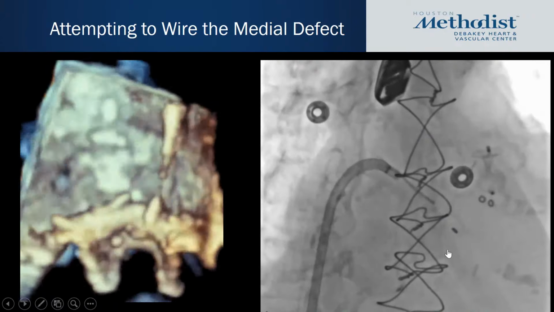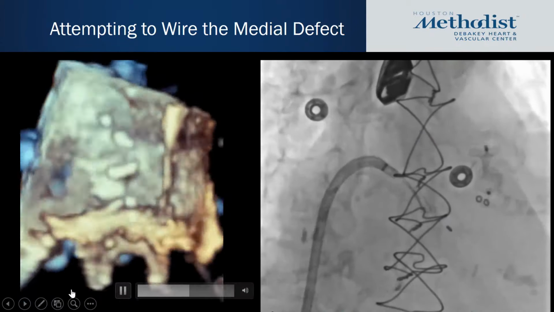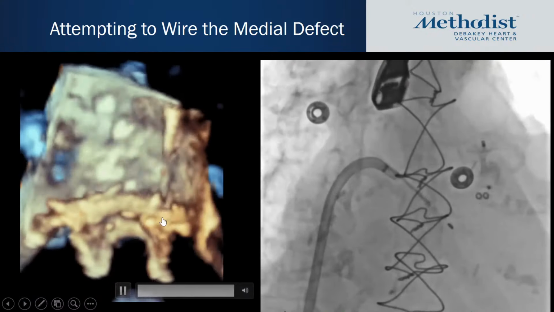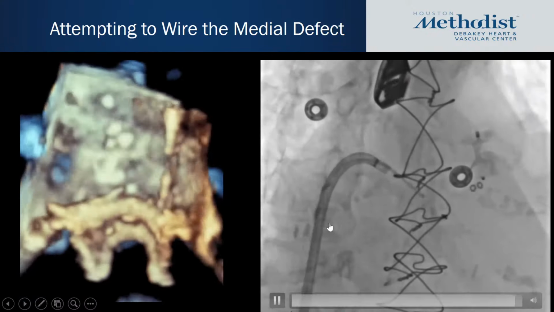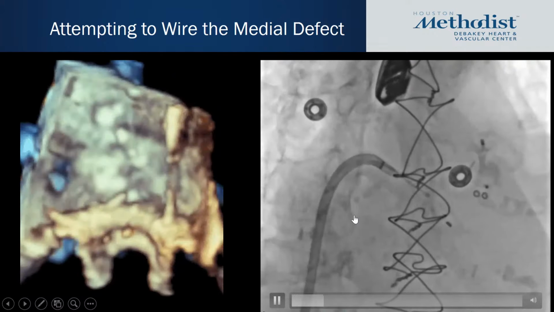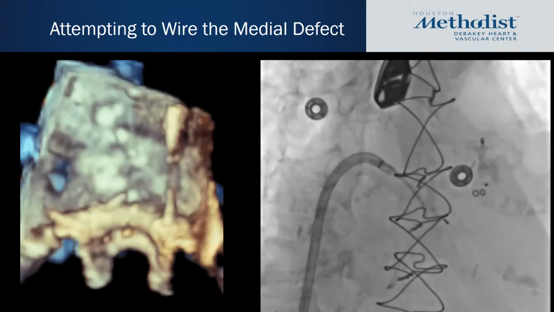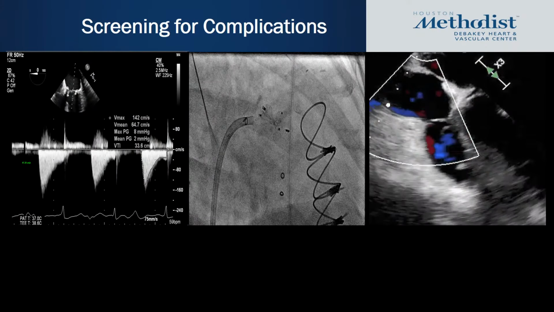We tried to cross that medial defect. So again, this is looking at the valve from the left atrial appendage. This is the wire trying to cross the medial defect by fluoro and 3D, but the defect was small and very tortuous, so we were unable to cross the medial defect. This is at the end of the procedure.